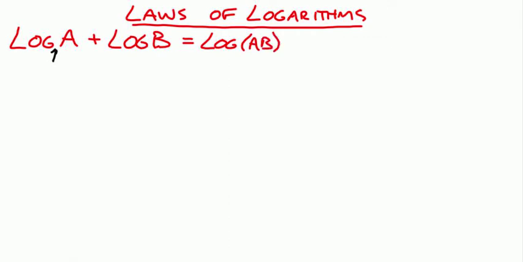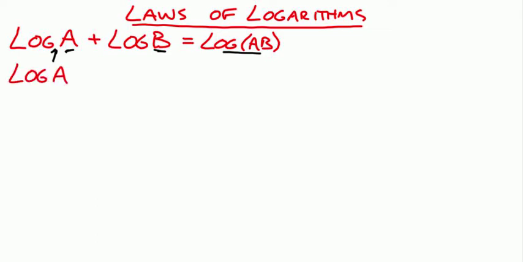Now, you notice I put these in parentheses. That's because we are taking the product of A and B first. So we're multiplying those two things together first, and that result is what we're then taking the logarithm of. So you have to make sure you multiply those first. So that's why we did the parentheses.